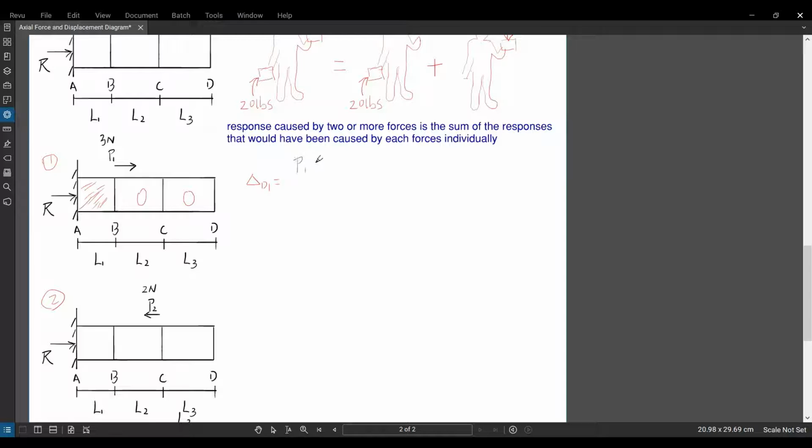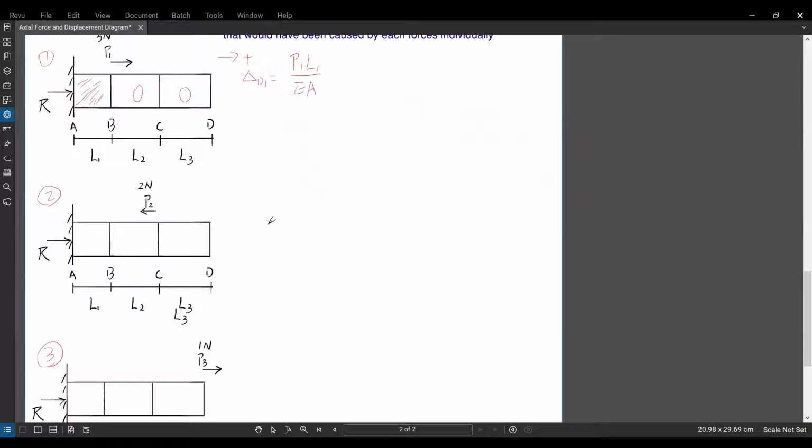This amount is calculated as P1 L1 over EA. And in this calculation, I will assume right-hand side is positive. If the point moves to the right, that's a positive displacement. If the point moves to the left, that's a negative displacement. Now, what's the value for delta D2? It is P2 times (L1 plus L2) divided by EA. And this is a displacement to the left, so I will give it a negative sign.